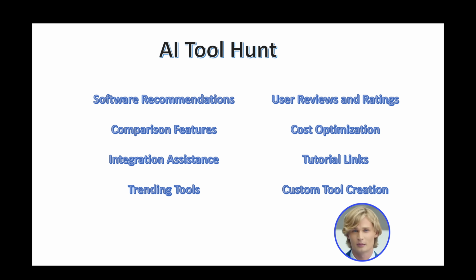6. Cost optimization. For businesses, the AI can suggest the most cost-effective tools based on the required features. 7. Tutorial links. For recommended tools, the plugin can also provide links to tutorials, documentation, or courses. 8. Custom tool creation. If existing tools do not meet user needs, the AI might suggest developers or platforms where custom tools can be created.